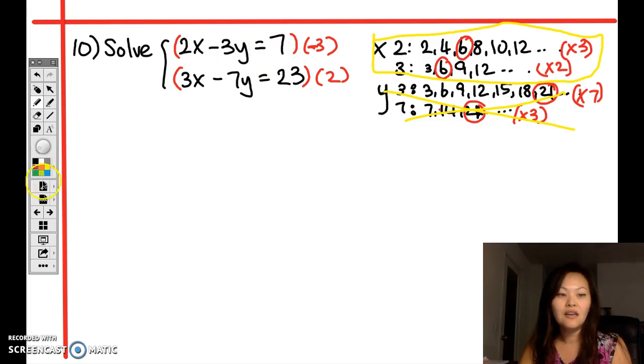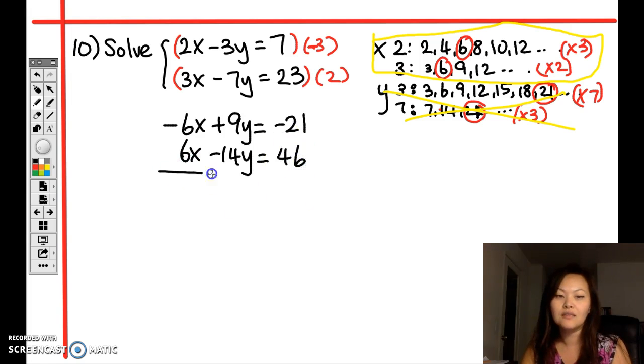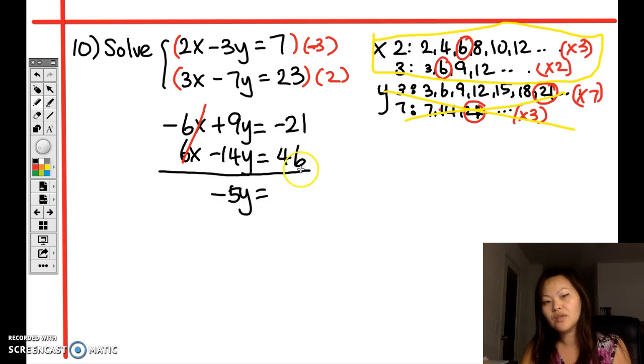Let's go ahead and do it right now. 2x times negative 3 is negative 6x. Negative 3y times negative 3 is positive 9y. 7 times negative 3 is negative 21. Over here, we have to multiply everything by 2. So 3x times 2 is positive 6x. Negative 7y times 2 is negative 14y. And then 23 times 2 is 46. Now we have to add top and bottom. So 9 minus 14 is negative 5y, and negative 21 plus 46 is 25.